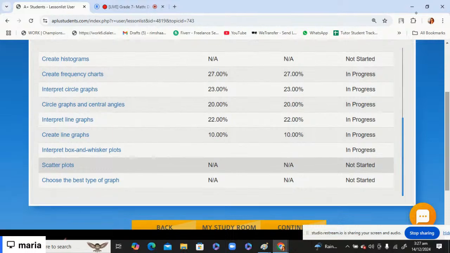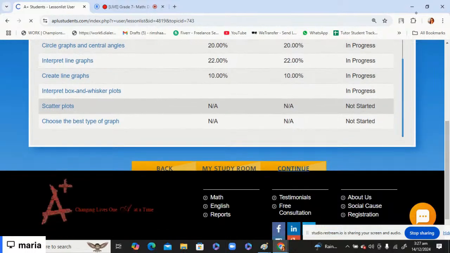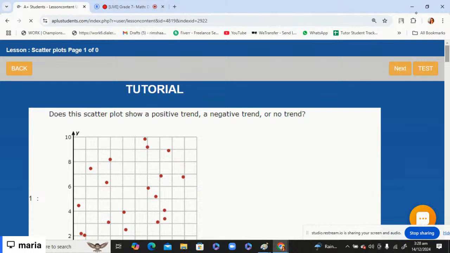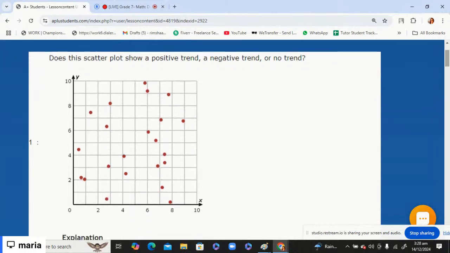Scatter plots. So here what we see: does the scatter plot show a positive trend, a negative trend, or no trend? First of all, let me tell you guys what is the meaning of the positive trend, the negative trend, and the no trend. So in the scatter plot, what is a positive trend and what is a negative trend? Let's see first of all those things. Okay, so look at here.